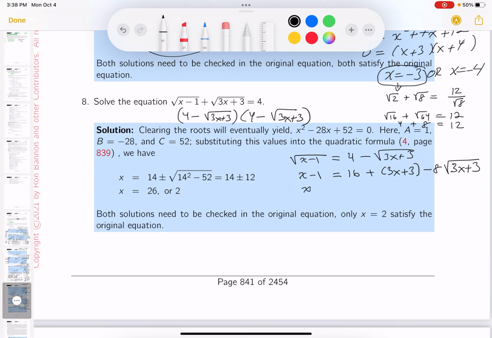This will be x minus 1 equals 16 plus 3 is 19, plus 3x, minus 8 root of 3x plus 3. I've got to get the radical alone on one side. It's all over the place. So I'm going to say 8 root 3x plus 3 is equal to, well, complicated, right? 2x plus 20. I'm going to divide both sides by 2, just to make the numbers smaller.